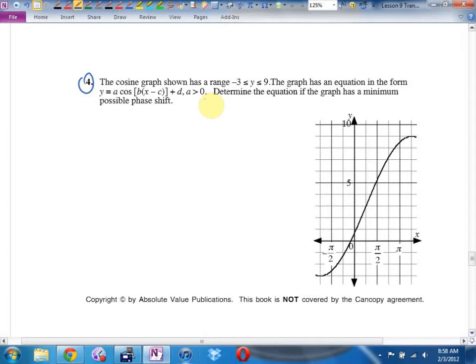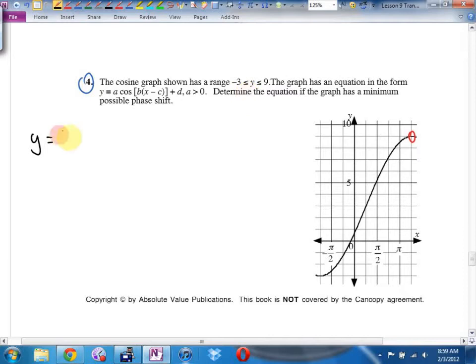Let's fill in what we can. First of all, what's the amplitude? Well, how high does this graph go? 9. How low? -3. Total distance was what you said, 12. Amplitude, half of that, 6. It goes 6 up, 6 down, 6 up, 6 down, 6 up, 6 down. Cos.